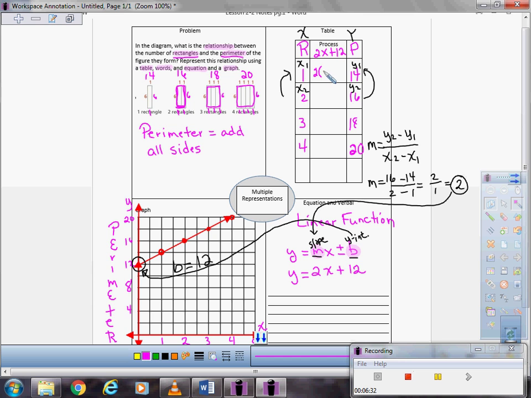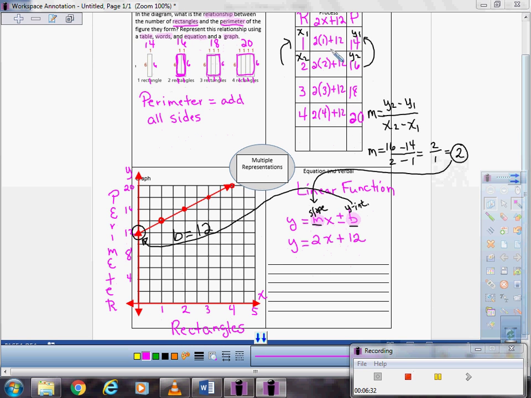2 times 1 is 2 plus 12 gives you 14. So it works. You do want to test each one. Sometimes it'll work for one and not the rest. So 2, that's the formula, times x. Okay, here's your next x, and then plus 12. And that gives you 16. Next row, same thing. It says 2 times x plus 12, so use the same formula. 2 times 3 is 6 plus 12, 18. 2 times 4 is 8 plus 12, and that gives you 20.